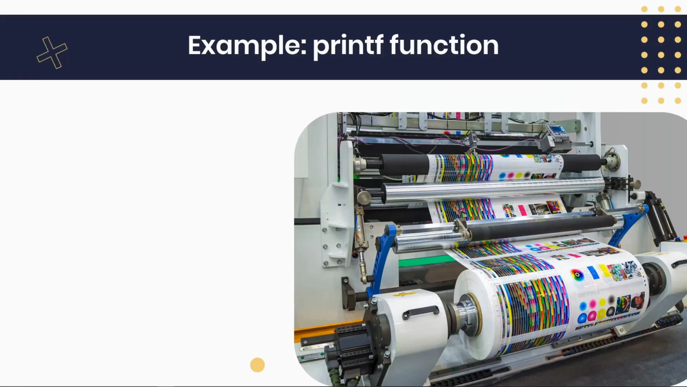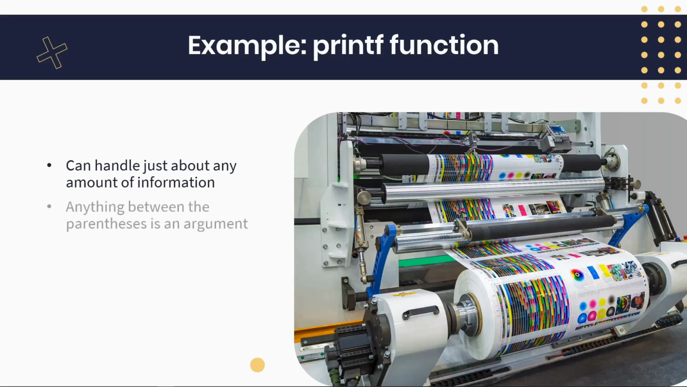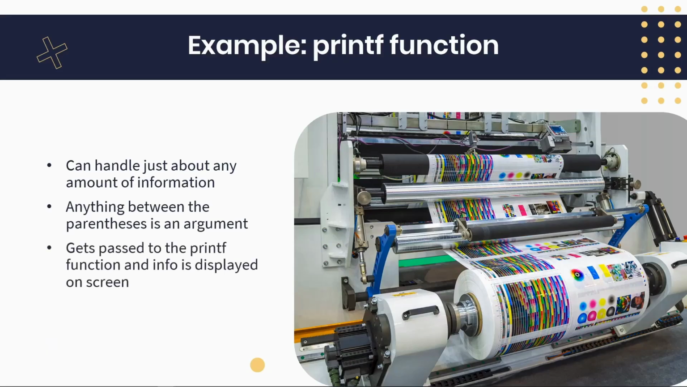A much easier and more relatable example is that of the printf function. You've seen in all the lessons that we've done so far that the printf function can handle just about any amount of information that you throw at it. This is an example of variable arguments. Anything that you put into the printf function in between the parentheses is an argument. It gets passed to the printf function that then works whatever wizardry it does so that the information is displayed on the screen. You can have anything between just one character to a long line of text and output from variables without running into any errors.